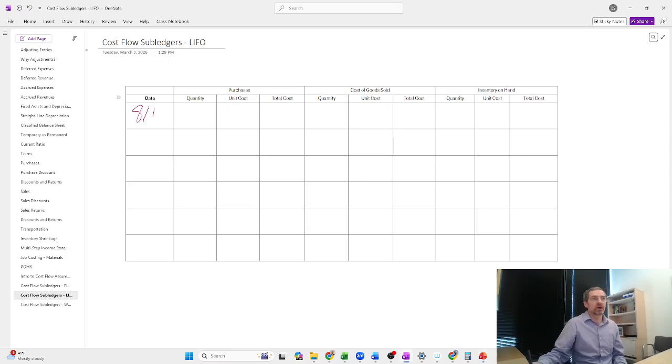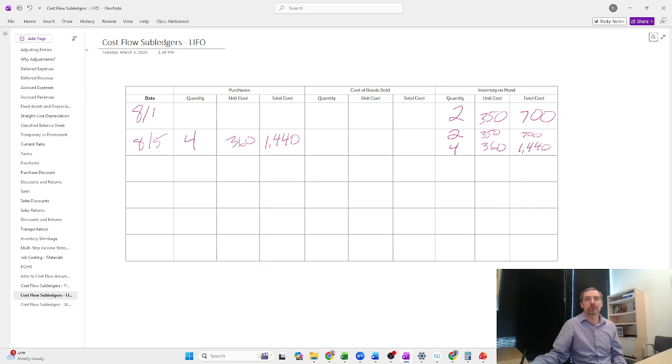We start off on August 1st. Same thing as before. We have 2 units. They cost us $350, and the total cost was $700. And then we make a purchase on August 5th. 4 units at $360, and the total cost was $1,440. And now we have 2 layers in inventory. Our oldest one is the 2 at $350, and the newer one is 4 at $360 for $1,440, and that is a total of 2,140.